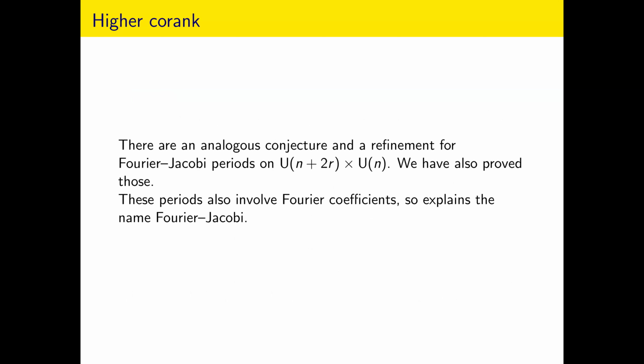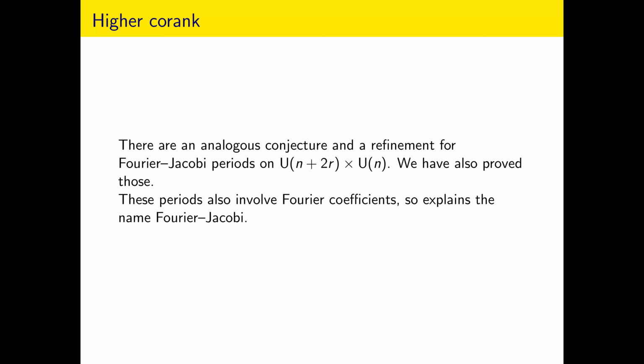So far I have been talking about the Fourier-Jacobi period for unitary groups: a cuspidal automorphic representation on U_n, and another one also on U_n. But there is a more general conjecture, which is also part of the Gan-Gross-Prasad conjecture. It concerns the Fourier-Jacobi period, but you take one automorphic representation on a bigger group, let's say U_{n+2r}, and the other one on U_n.